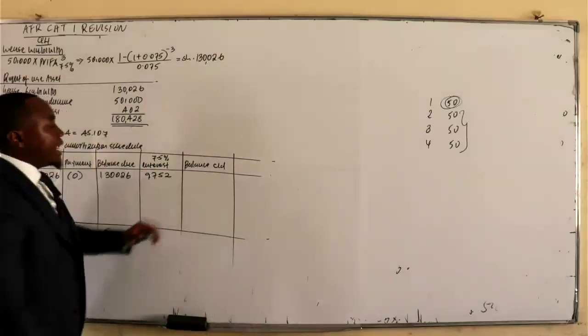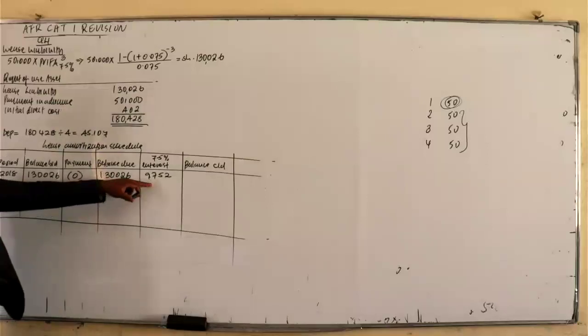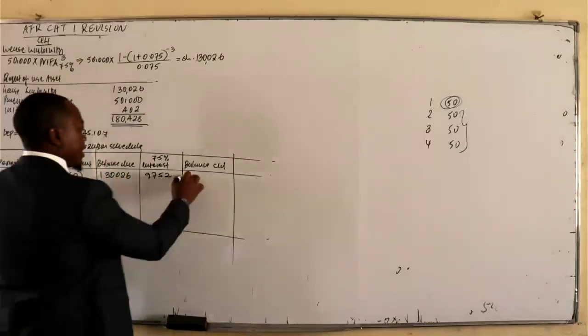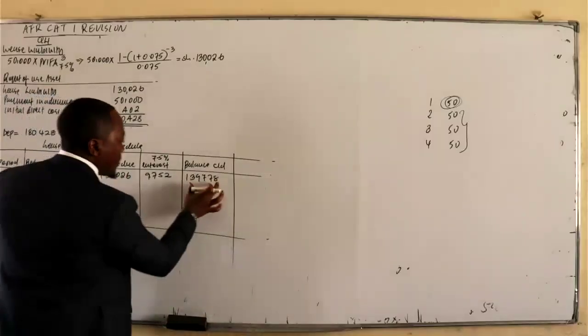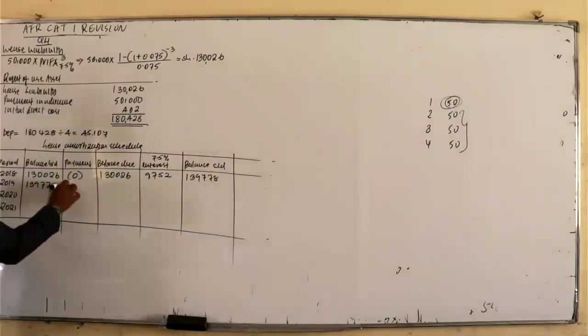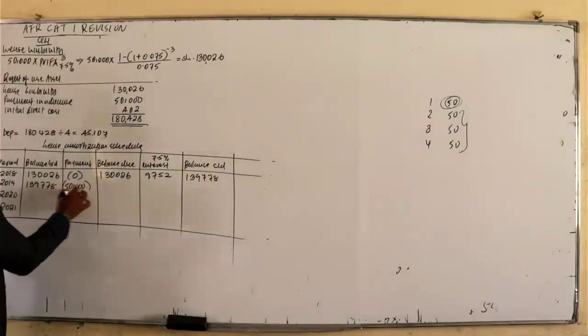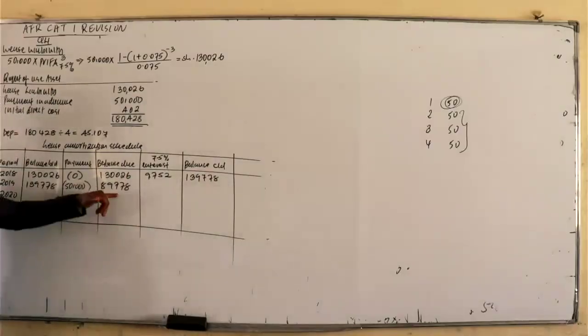9,752. For the balance carried down, you take the balance you had at the beginning, you add the accrued interest. You add the two. So you'll be having 139,778. The balance carried down becomes the opening balance, 139,778. Then you pay in advance. How much are you paying? You pay 50, and the balance will be 89,778.